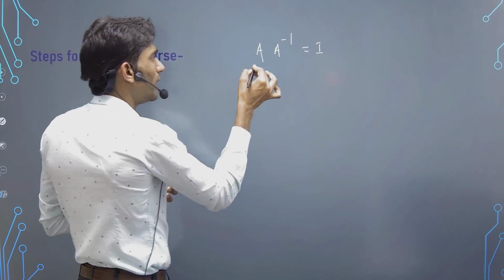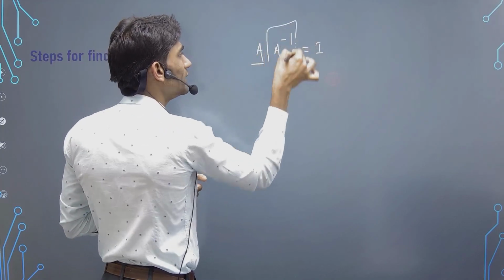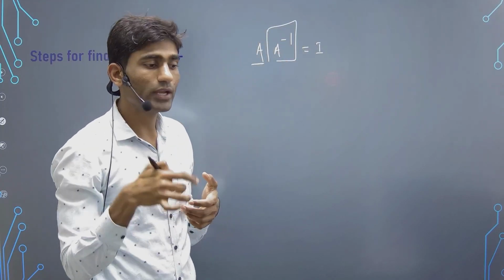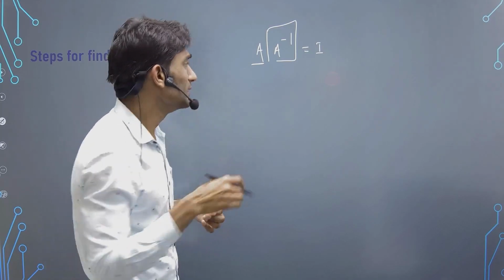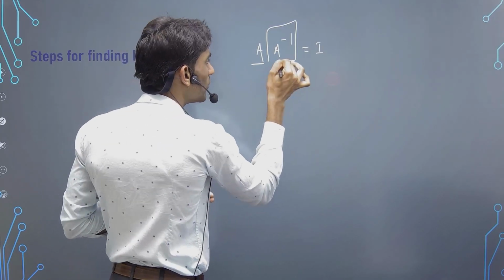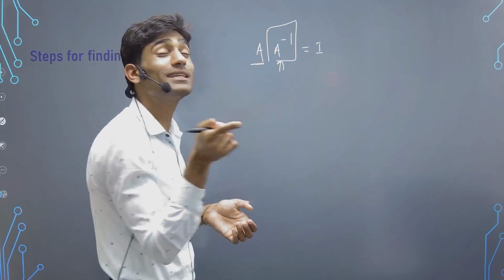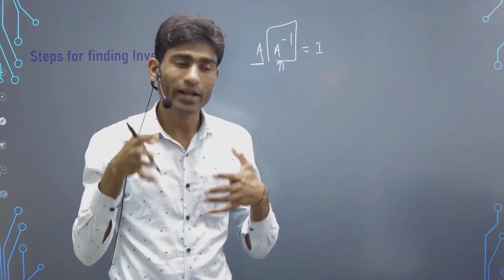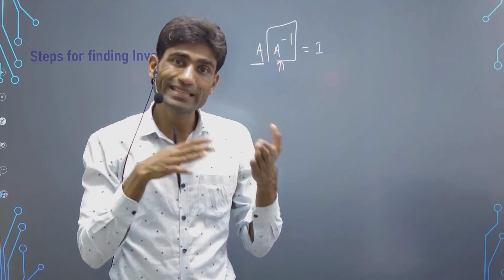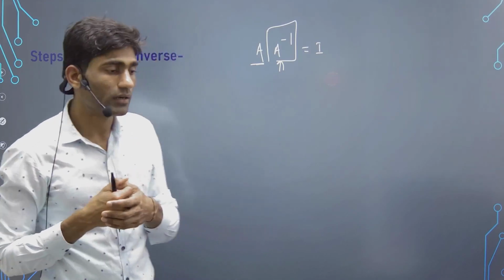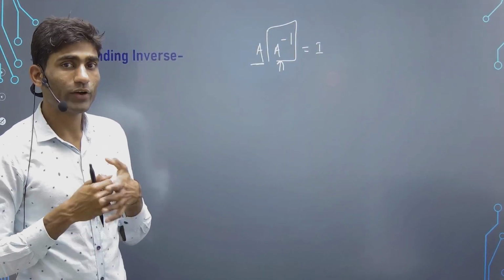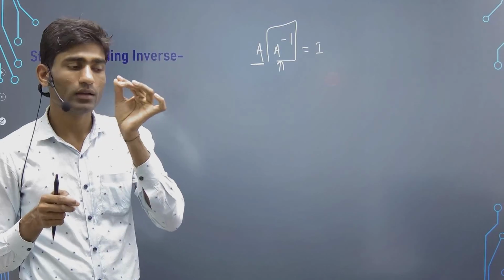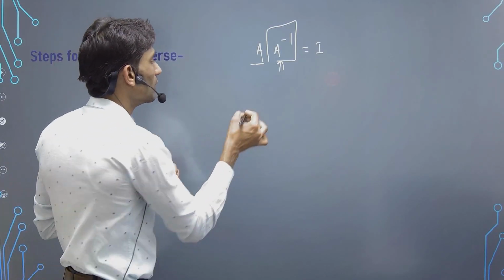Okay, so when we multiply any matrix by its inverse, A into A inverse, we get the identity matrix. Then we call A inverse the inverse of matrix A. For finding the inverse of a matrix, we'll see the adjoint method.